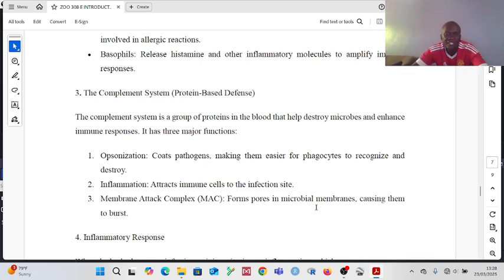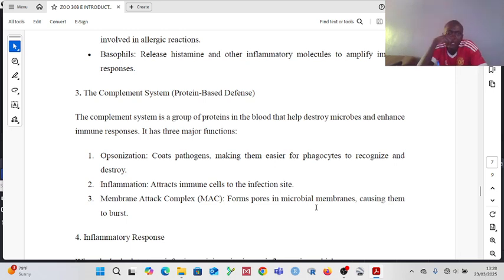So the complement system does its work through three major ways. One, its first function is opsonization. To opsonize is to coat pathogens, to mark, yani kuweka alama juu ya pathogen. Okay, so it puts a mark on the pathogen. It coats that pathogen so that it is easier for the phagocytes to recognize and destroy that pathogen. So opsonization is coating, kuweka alama, putting a coat, putting a mark on a pathogen.